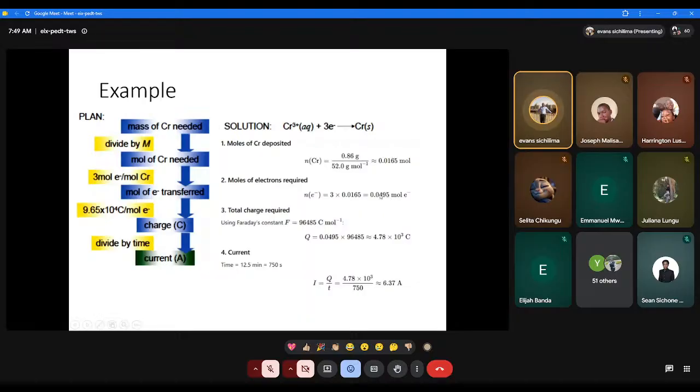So if you have the number of moles of the electrons, then for the total charge required, you use the Faraday constant here, because number of moles is equal to Q over F. So you can make number of moles the subject, or rather you can make Q the subject, because you have the number of moles, you have the Faraday constant which is given. So the charge is equal to number of moles multiplied by the Faraday constant. I'm sure you've seen how we've done the transition from the number of moles of chromium to the number of moles of electrons. That's why this equation is very important.